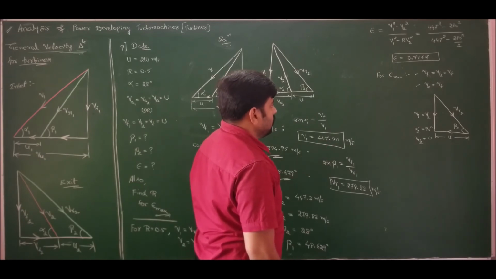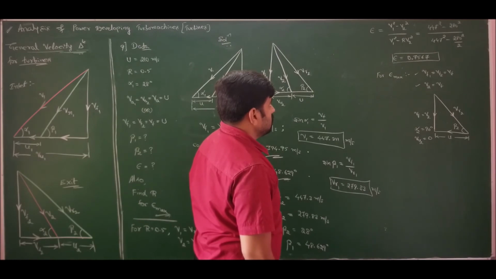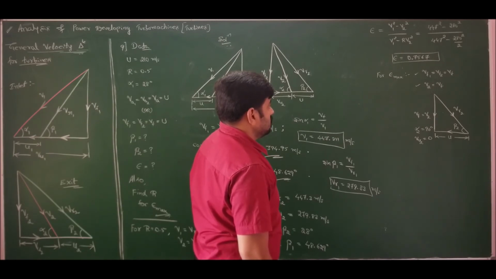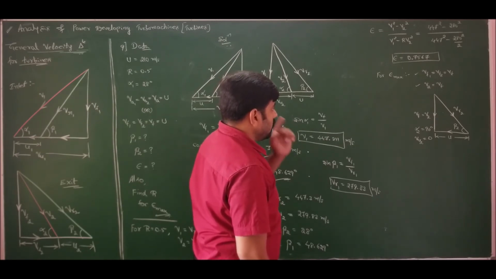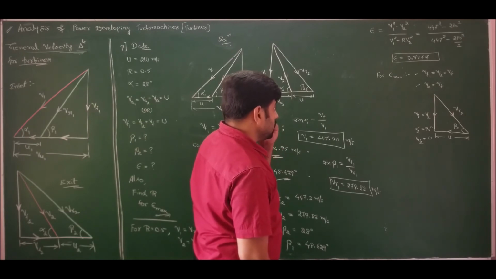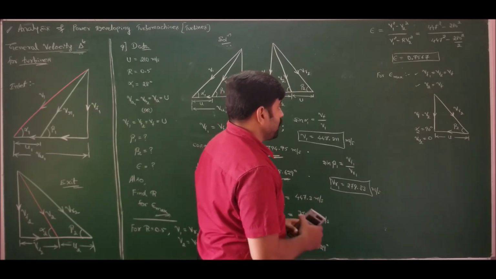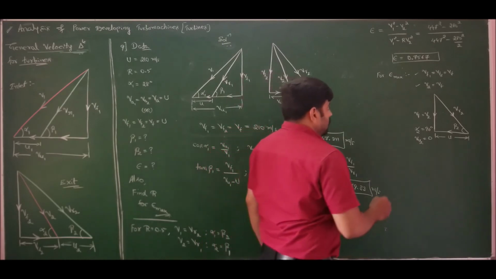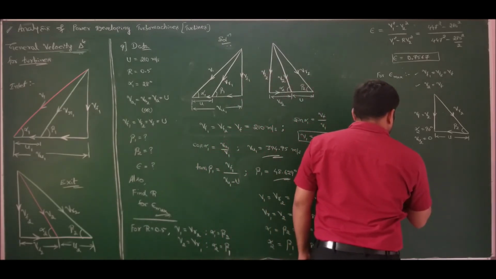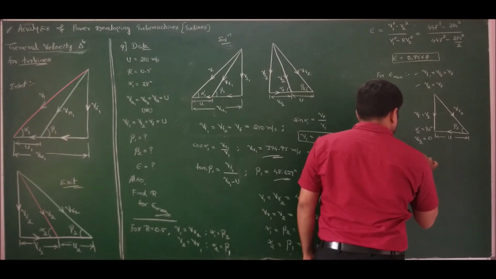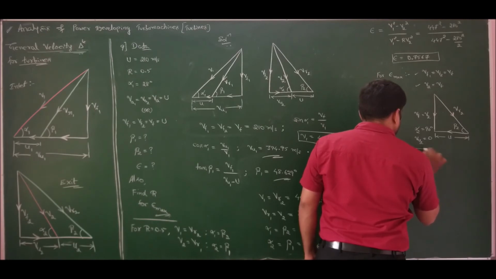So therefore I can find the value of R at which maximum utilization occurs. Now the only unknown parameter here is VR2. So VR2 square is equal to V2 square plus U square.